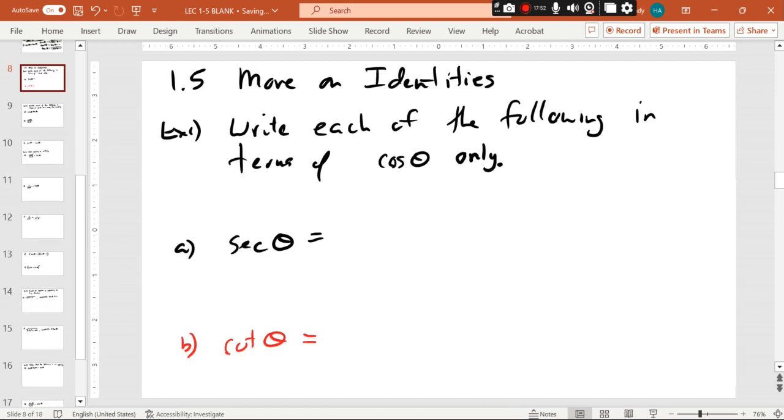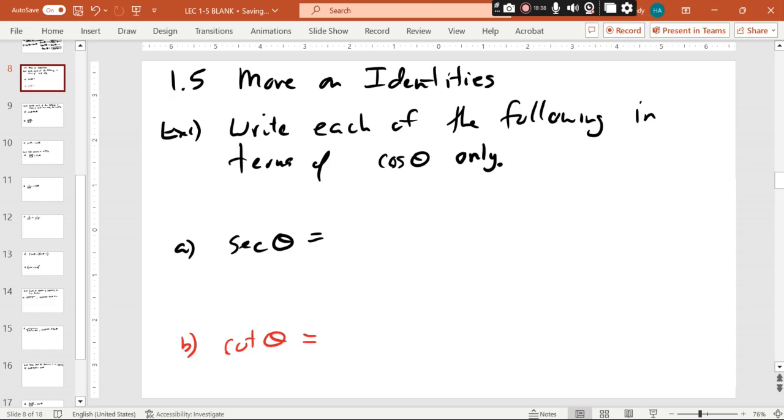So 1.5, and again, pause the video if you need to in order for you guys to write down all the instructions for the problems here. So 1.5, this is more on identities. We're going to do some more stuff. So exercise 1 says write each of the following in terms of cosine theta only. So now just getting to the concept of I just want it in terms of one trig function only. And that's, in a sense, sometimes called simplified, right? If you can get it to one trig function, you've simplified something all the way down.